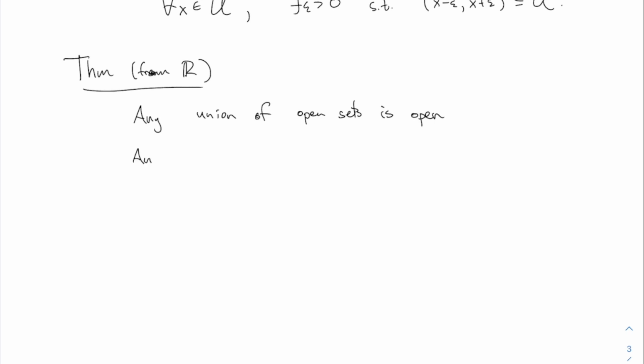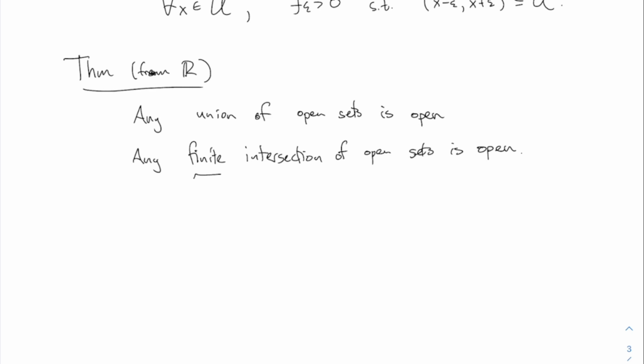And also, any finite intersection of open sets is open. These are fundamental properties of open sets in R. And those are two theorems that you should have seen in your real analysis class. I don't know if you remember it, and it doesn't especially matter if you remember how the proofs of those go, but this is a basic fact about open sets in R. Any union is open, and any finite intersection.